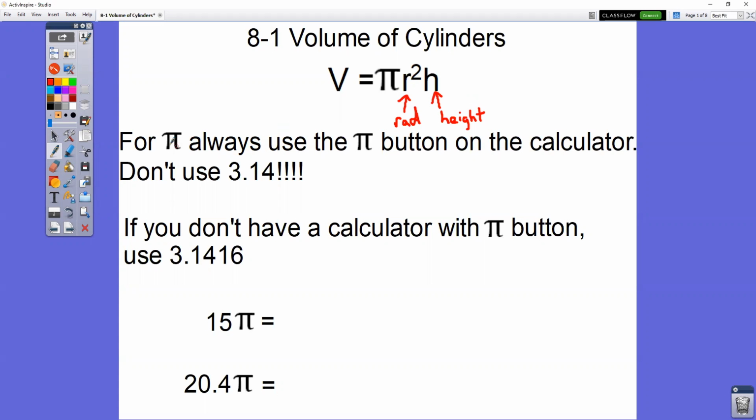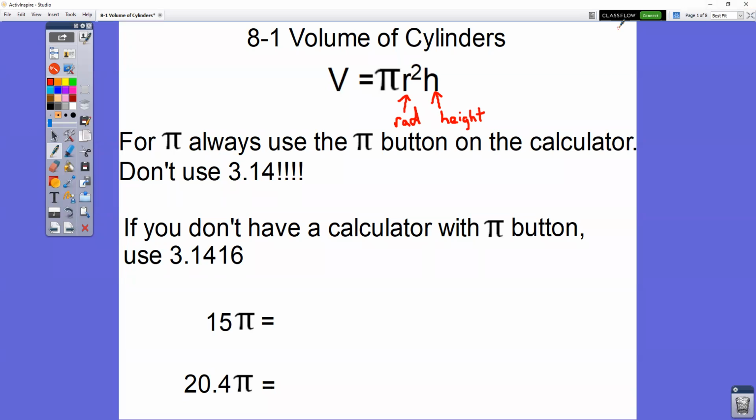So when we're talking about these, we have the symbol pi. All right, the symbol pi, there is a pi button on the calculator. If you're using one of these type calculators, all right, the pi button is the fourth button down on the left-hand side. All right, that's your pi button.